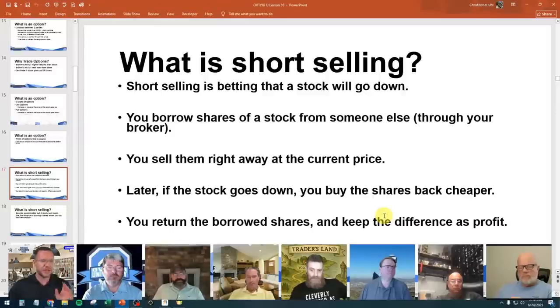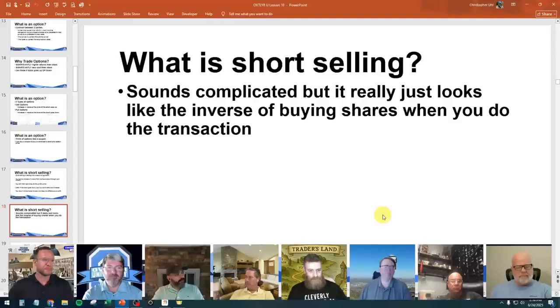Don't stress on it. It's just the sell button instead of the buy button when you're in your broker platform. Okay, don't overcomplicate it. That's the way I think about it. It sounds complicated, but it really just looks like the inverse transaction of buying shares when you do it.